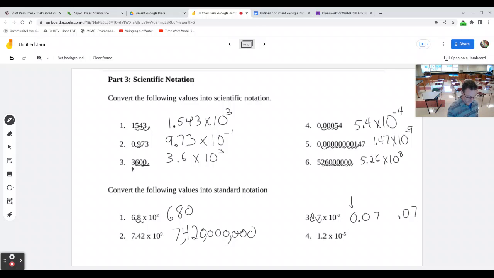-5 means I move once and then 4 more times, so that's 0, 0, 0, 0. Right, 4 zeros plus move past the 1. The 2 was already after the decimal point, so that's -5, putting it back into standard notation.